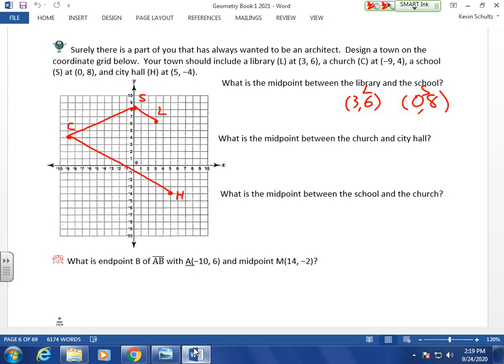Question? Do you have to draw the midpoint on the grid? Plot it, yes. So you make sure that's in the right spot. You should be able to confirm it with visualizing.